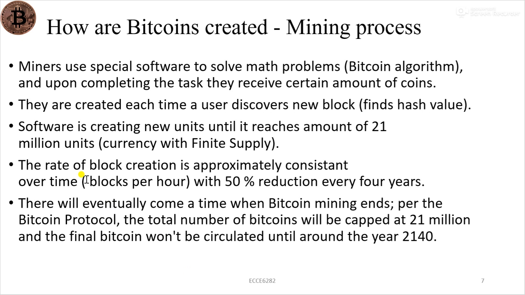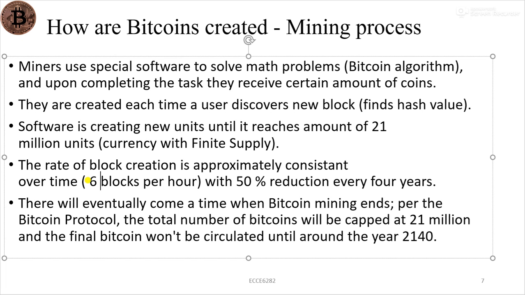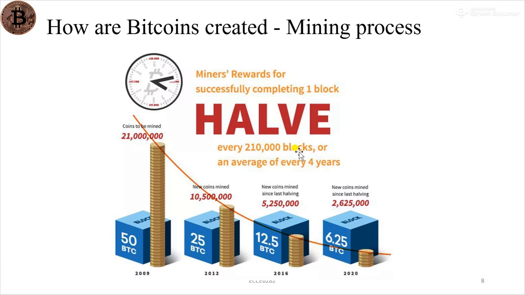And then there is another thing: the rate of block creation is approximately consistent over time, that is 6 blocks per hour, or we can say 1 block every 10 minutes. After every 10 minutes, one new block is added into the blockchain, and this rate of block creation is reduced 50% every 4 years. If we go through this diagram, it shows that the reward that is given for Bitcoin miners is reduced every 4 years.